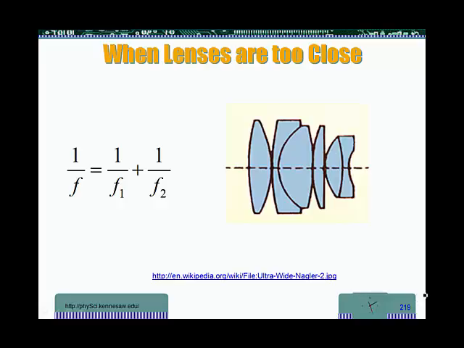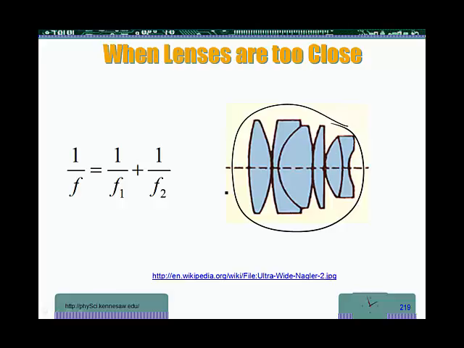When we place lenses too close to each other, like in the objective of a camera, like in this picture where they are very much glued to each other, we cannot use the analysis that we used for multiple lenses before, where you find the image for one and so on. Actually, there is an easy way to handle that.